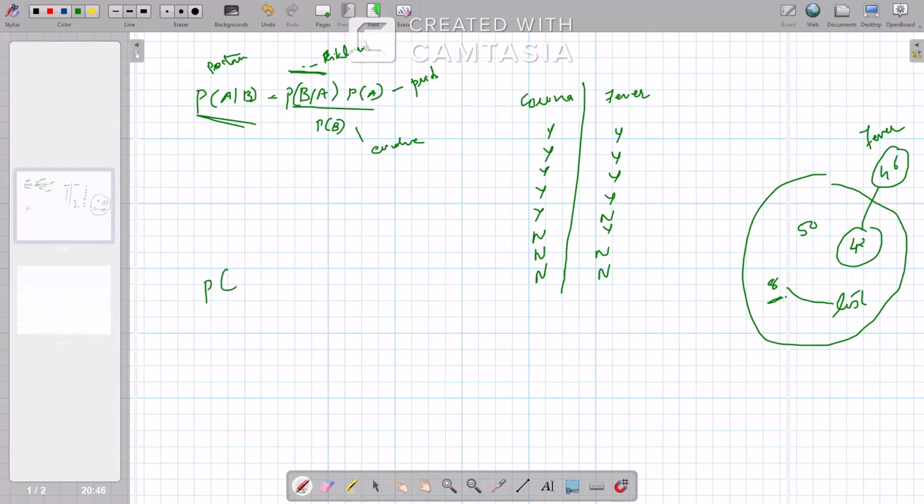So that is what I said. Probability of fever given corona is easy to calculate, right? But probability of corona given fever is difficult to calculate. So the probability of corona given fever needs to be calculated as the posterior probability. And there we know the likelihood of it, the probability of fever given corona. We know that. We know the probability of what?